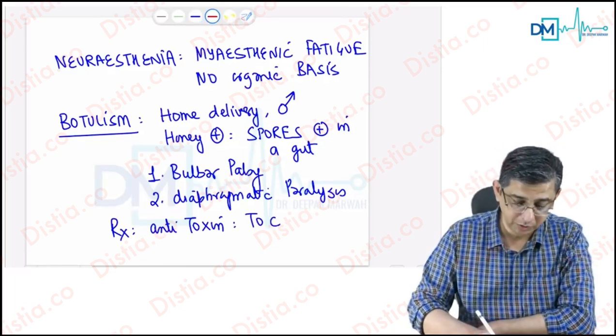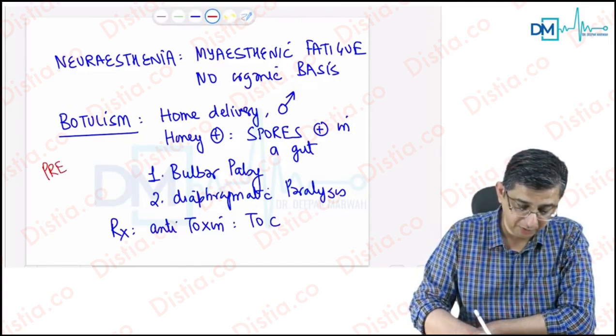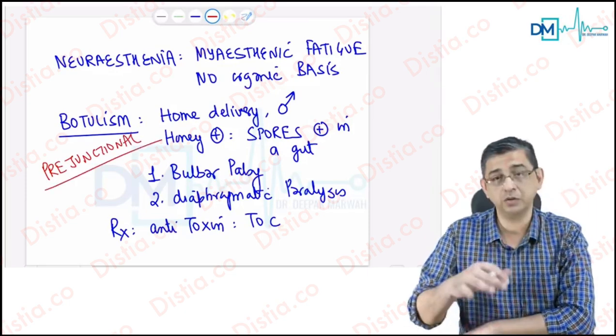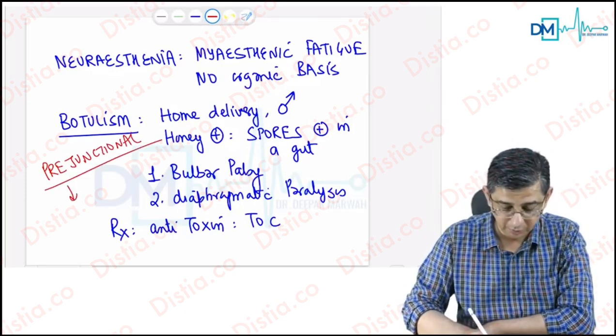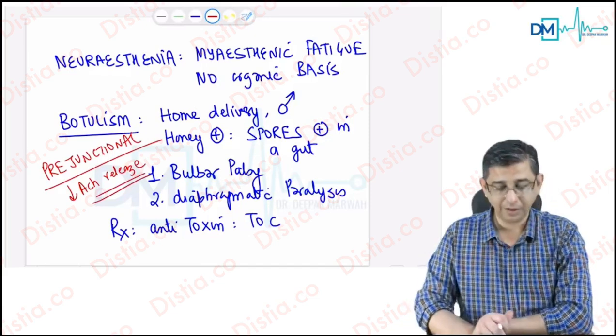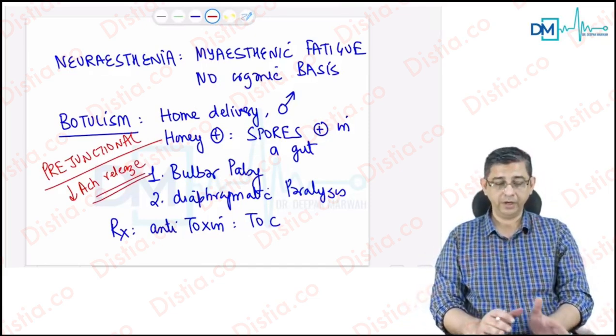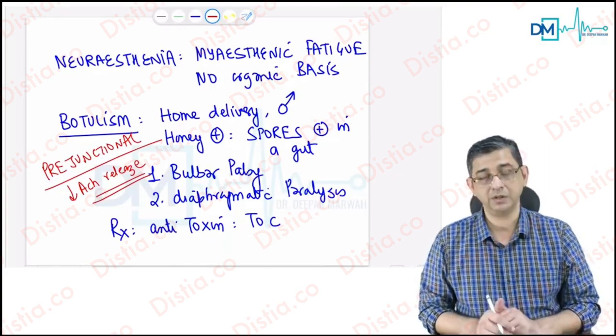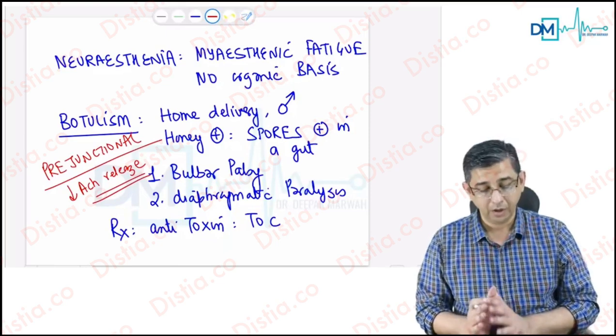Botulism I have mentioned because this is also a pre-junctional or presynaptic defect. The toxin acts on the neuromuscular junction, and it reduces the amount of acetylcholine released at the neuromuscular junction. So I would say the common thing between Lambert-Eaton syndrome and botulism is only the decrease of acetylcholine release, but the age of presentation and the allied features that I have mentioned are grossly different.